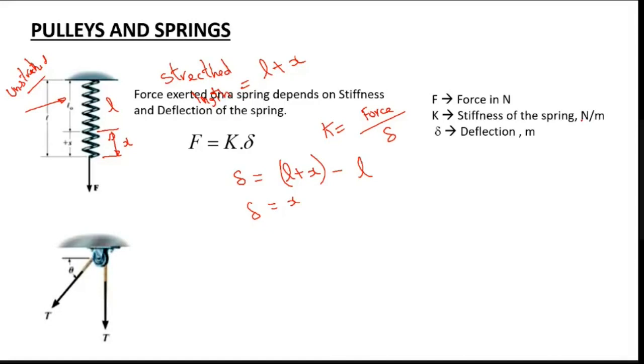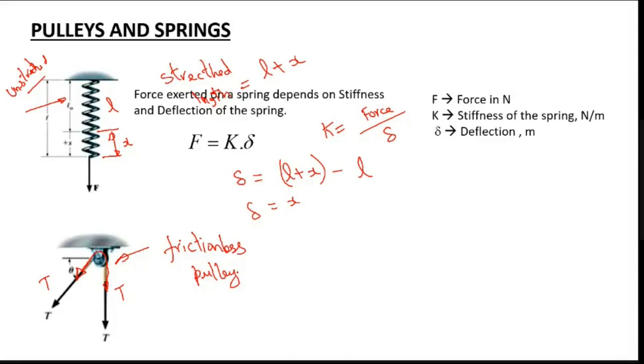You can see these types of pulleys in wells. What happens if I pull the rope? When I pull the rope, the force required will always be equal. For example, if this is my pulley and the rope is passing through this pulley, whatever force I apply here, T, will be equal to the force applied here, provided this is a frictionless pulley.